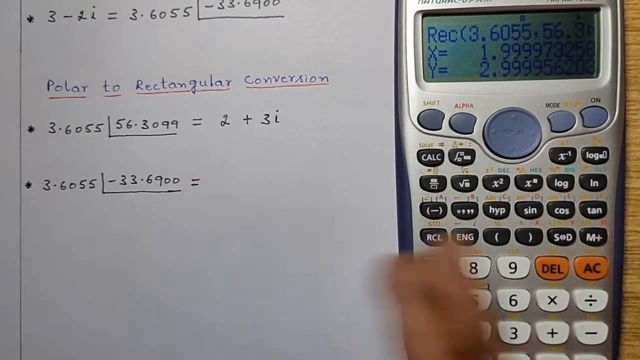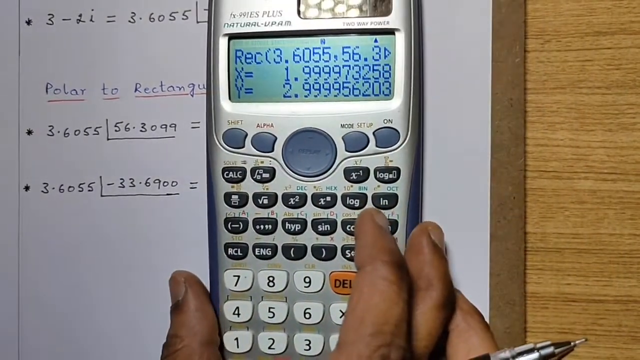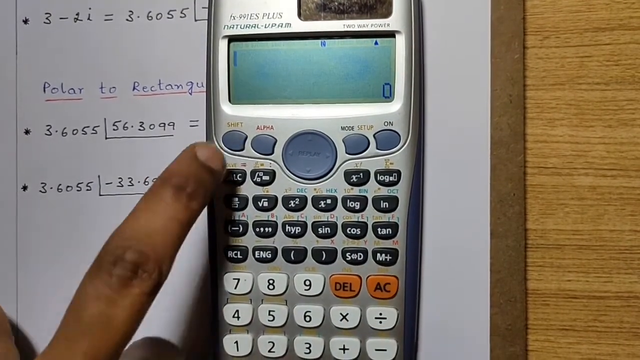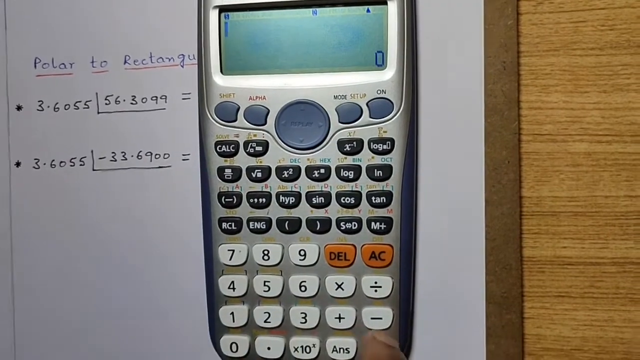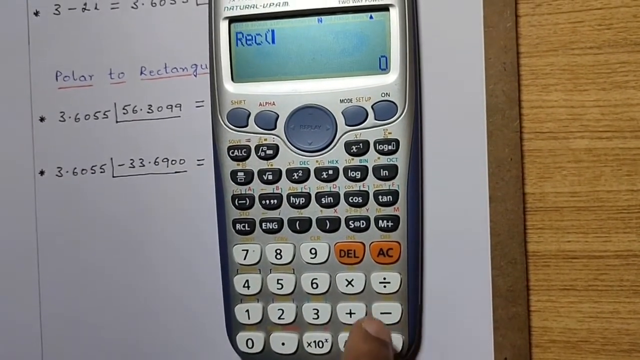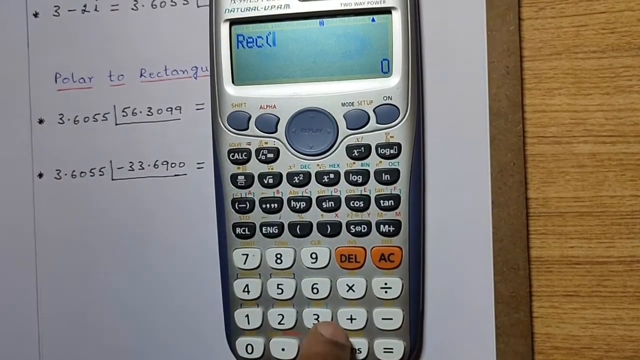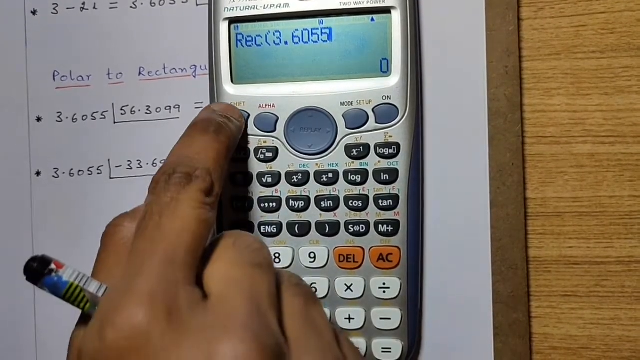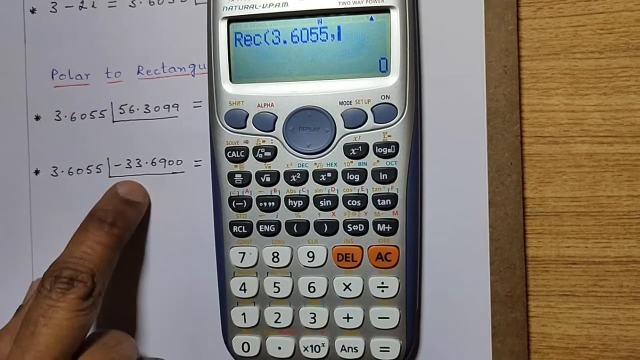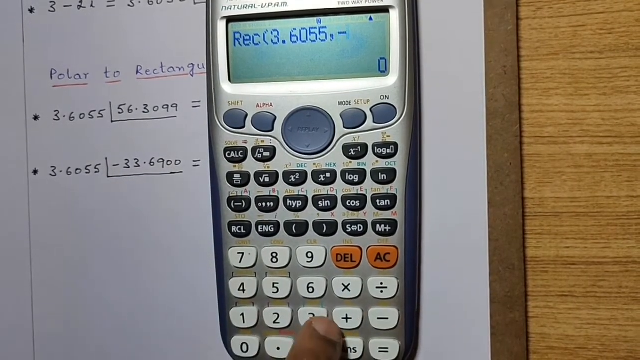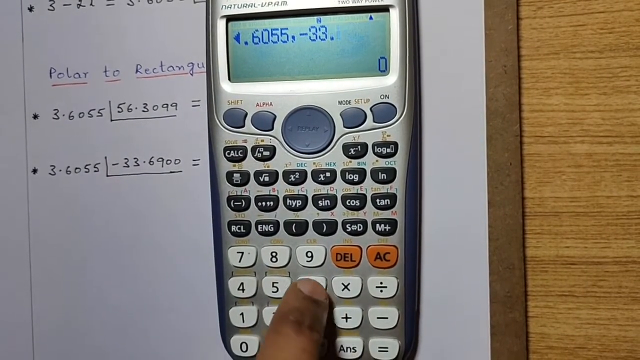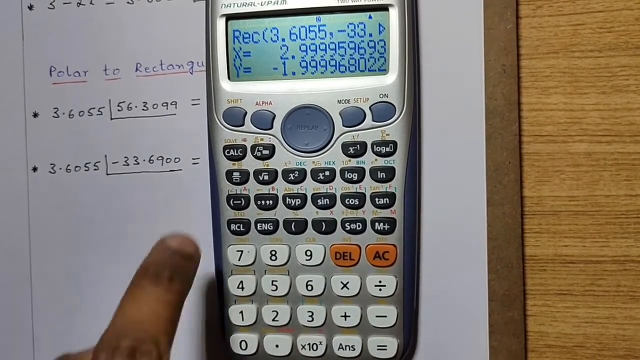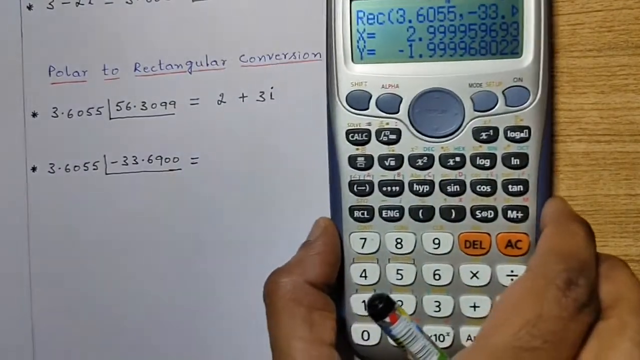Let us follow the same procedure for the second one. Again shift minus, so it will give rectangular of. The first part is 3.6055, then comma, minus 33.6900, then press equals. So we are going to get the answer.